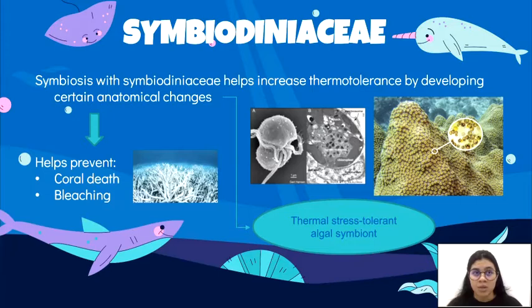This is known as the adaptive bleaching hypothesis, which theorizes the possibility of an increased thermal resistance if they are in symbiosis with a heat-tolerant Symbiodiniaceae. This can occur through an adjustment of the corals that are in extreme environments, as they can develop certain anatomical changes as a result of their association with Symbiodiniaceae.